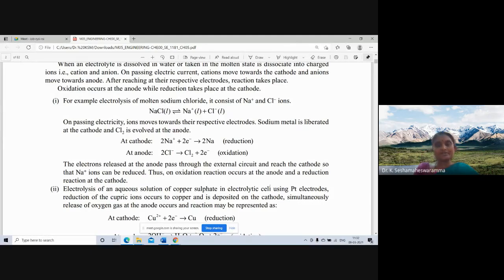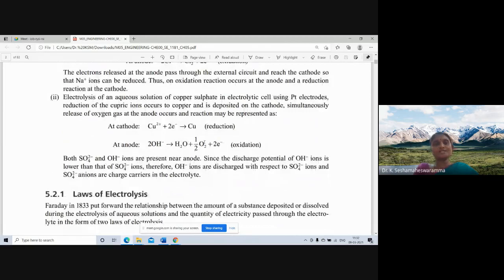So, like this, many examples are there. Suppose electrolysis of an aqueous solution of copper sulfate, if we are taking copper sulfate in an electrolytic cell using platinum electrodes, reduction of the cupric ions occurs, cupric ions converted into copper and deposited on the cathode. Simultaneously, release of oxygen at the anode.